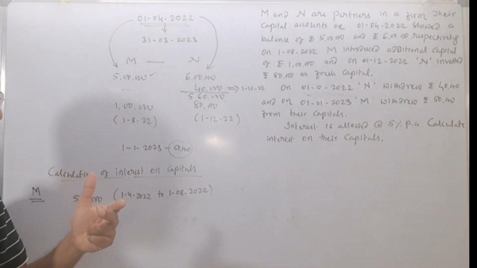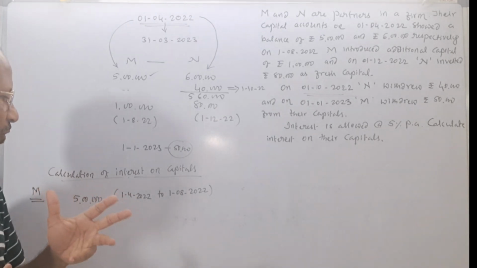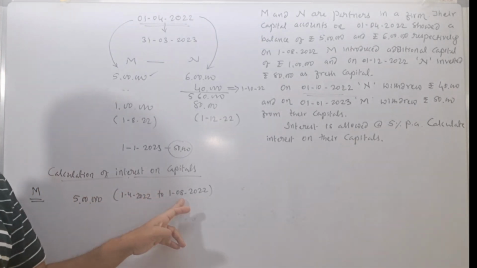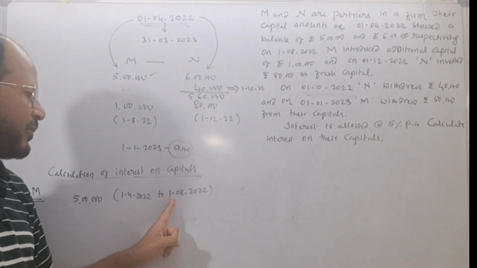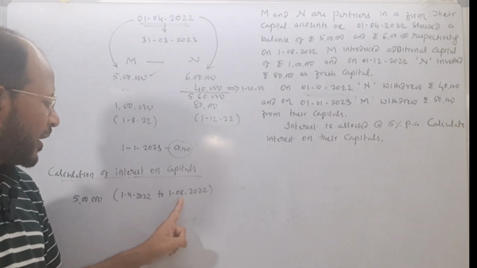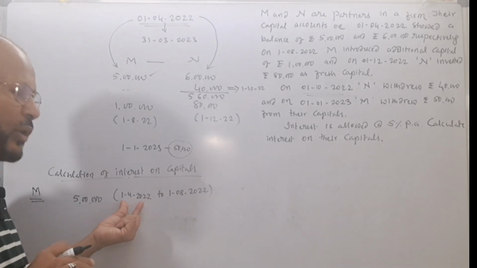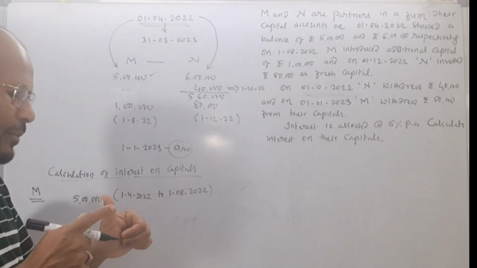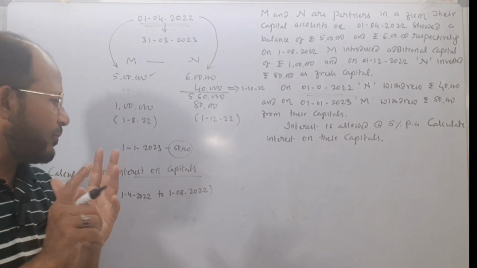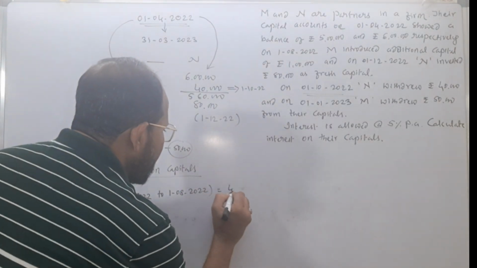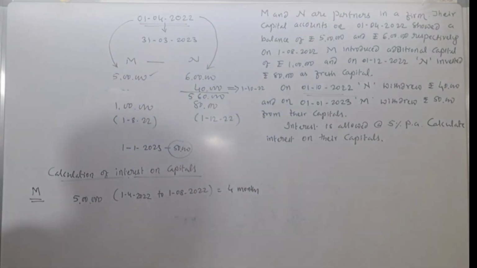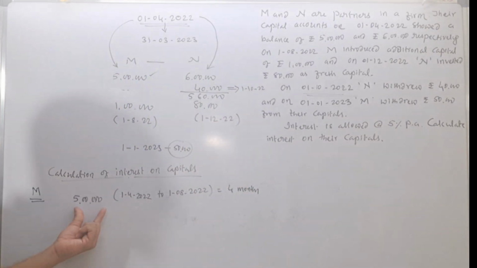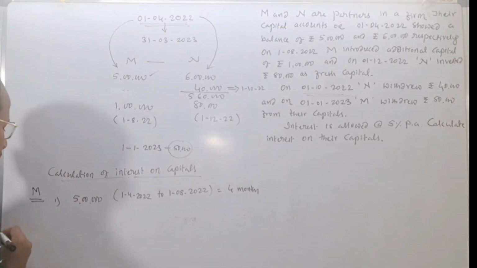April, May, June, July. Only for 4 months. Because here the month of August is not supposed to be included, because this 1st August is there. That is why excluding the month of August but including the month of April, how many months will come? April, May, June, July. 4 months. That is why here 4 months is to be taken as the period of calculation of interest on 5 lakhs. This is the first one.